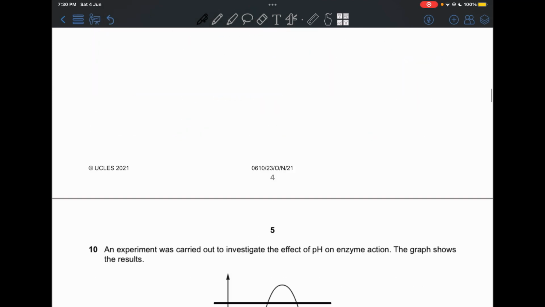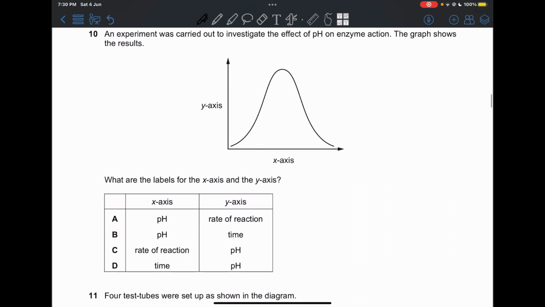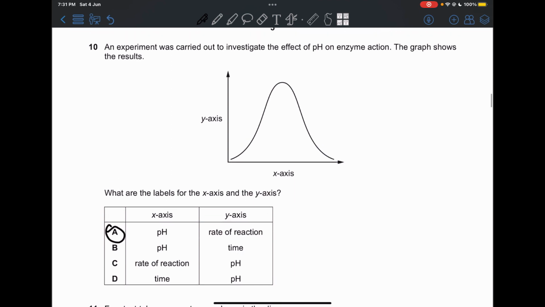Now question number 10. An experiment was carried out to investigate the effect of pH on enzyme action. The graph shows the results. What are the labels for the x-axis and the y-axis? Now, we know that the x-axis has the independent variable and the y-axis will have the dependent variable, which I have again explained in the paper 6 video if you want to know further about this. So our answer will be A, because pH is the independent variable and y is the dependent variable, because the sentence over here says that.